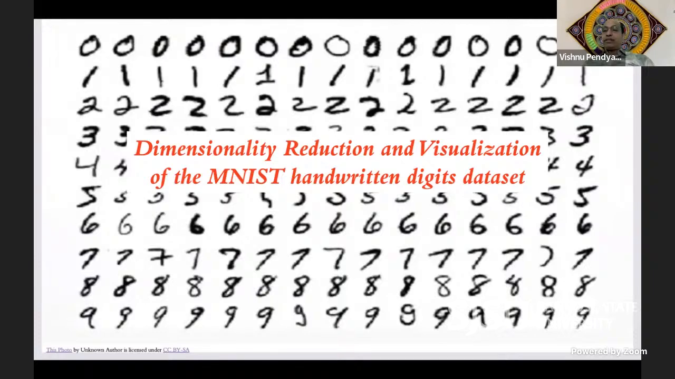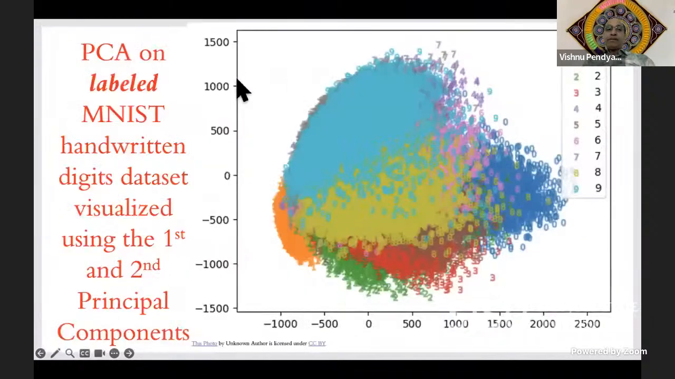So there are 42,000 labeled images, and there are 28,000 unlabeled test images also. These images can be used for testing purposes. The goal is to use dimensionality reduction to visualize these images in 2 dimensions. Obviously this is nonlinear data, highly nonlinear. So let us see how PCA performs on this.